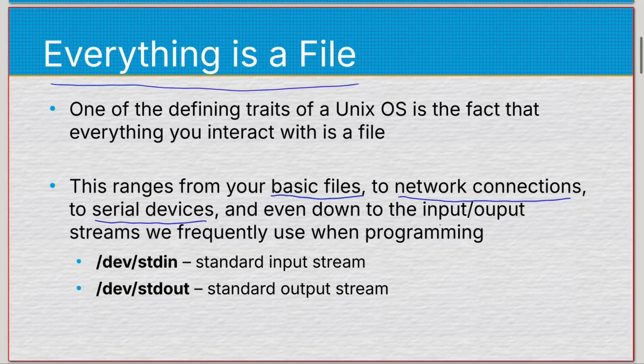And that even gets down to the input-output streams that we use when we're programming. So if you're in C++ and you use cin and cout, those streams of data are actually just files in the operating system. That would be in the root folder, the dev folder, and then the file stdin. Same thing here, same path, except now it's stdout. Those are present in the operating system. You can go find them in your file explorer, no problem. That's just how Unix works.